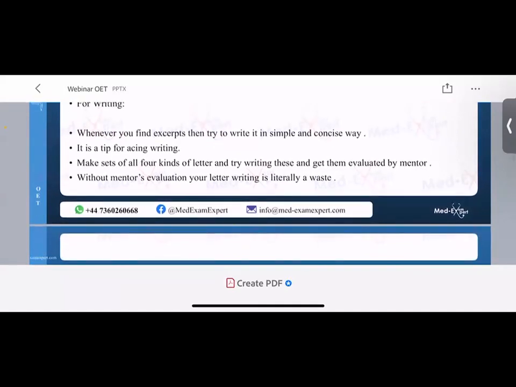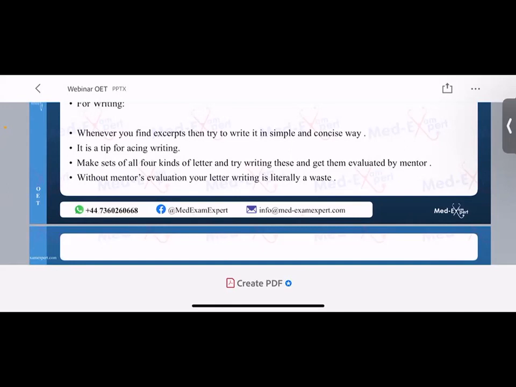As I've told you, it is a tip for acing writing. Make sets of all 4 kinds of letter, try writing these, and get them evaluated by a mentor. This is a very, very helpful point. You should be familiar with the kinds of letters. As we all know, there are 4 kinds of letter: referral, urgent referral, discharge, and transfer.